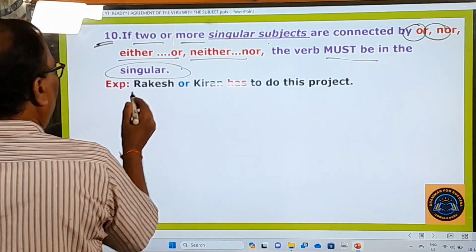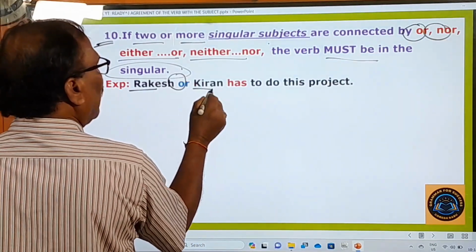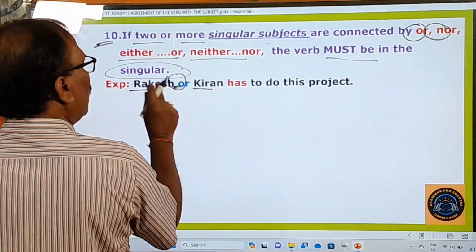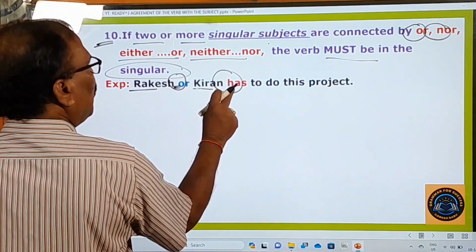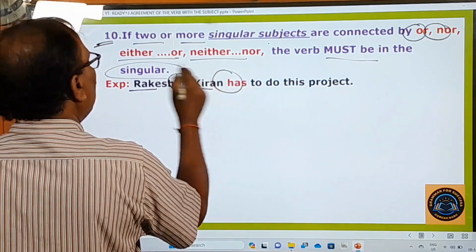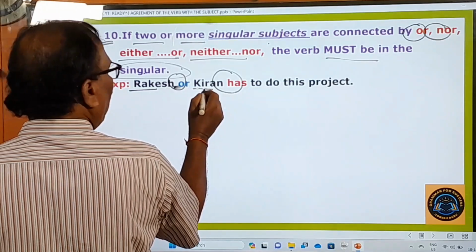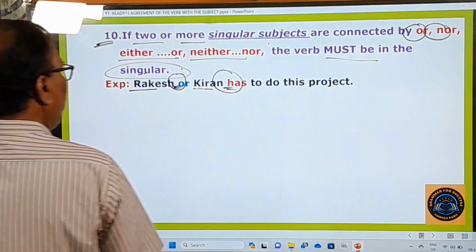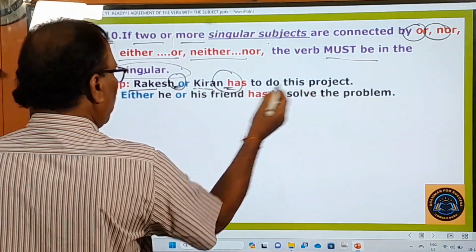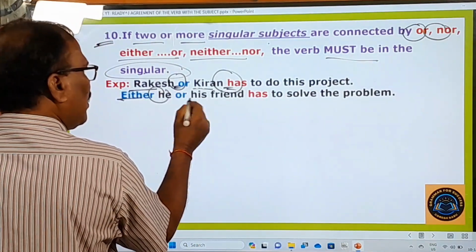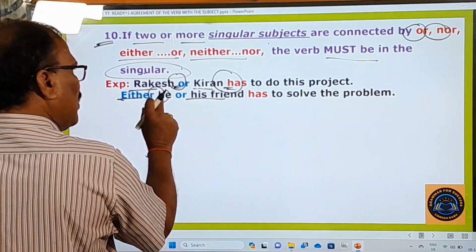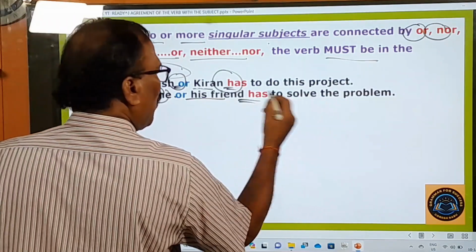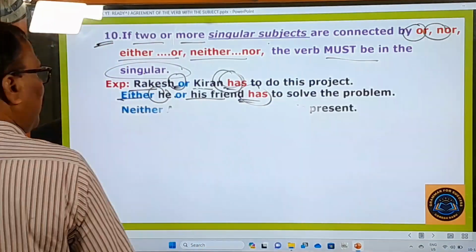And how? Rakesh or Kiran, two singular subjects are connected by or. So when that is the case, the helping verb, the verb must be in the singular. Rakesh, Kiran, these are two singular subjects connected by or. So it's said like that. And has to do this project, either he or his friend. He, his friend, these two singular subjects are connected by either or. Then has to solve the problem. Singular subject, singular verb is used.